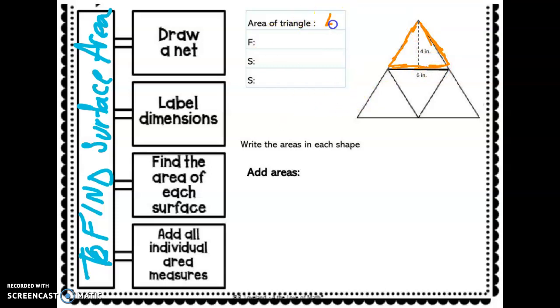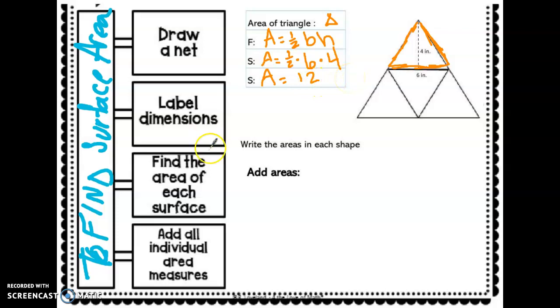So the area of our triangle, we always need to use our FSS. So F is our formula for area of a triangle, A equals 1/2 times base times height. So then we substitute our numbers that we're going to use. A equals 1/2 times, our base here is 6, and our height of the triangle is 4. So 1/2 of 6 is 3. 3 times 4 is 12. So our area of our triangle is 12.